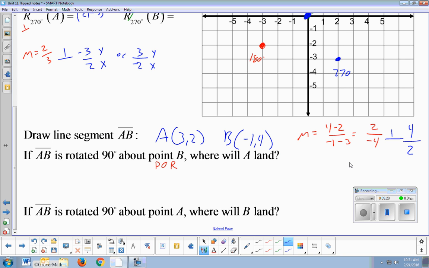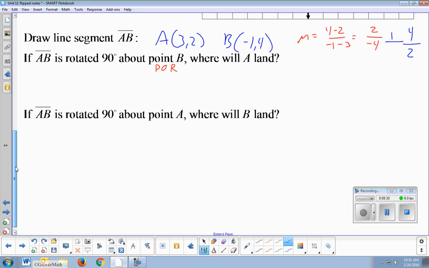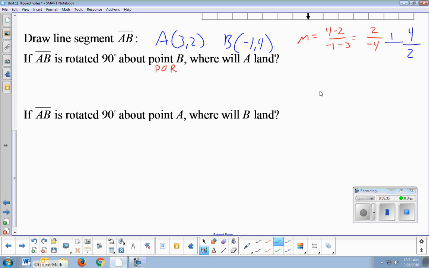And to be honest, I do think this is one of the hardest things we do all year, especially when you don't have a graph. Now, we have one up here, but let's pretend we don't. What would we do if we didn't have a graph? On the back of your Regents exam, you have a scrap graph paper. So I recommend using that, especially for this type of question.